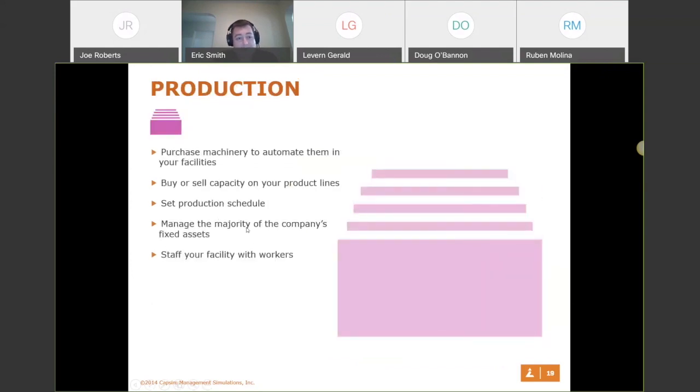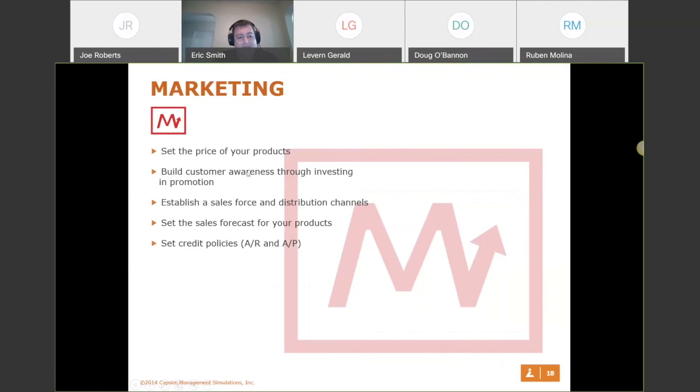The production area, after we've input our prices, and I should have mentioned, we're also, of course, promoting our products and investing in better distribution channels in that marketing department. And then it kind of culminates in doing a sales forecast. So, based on the design of my product and the price and how much I've spent on marketing that product, we come up with a sales forecast.